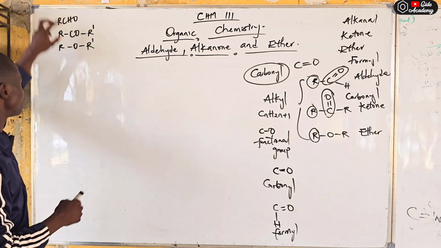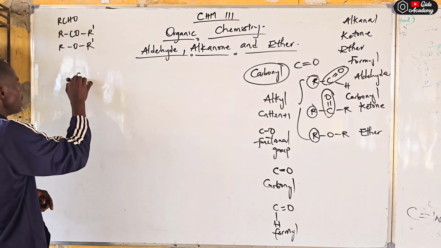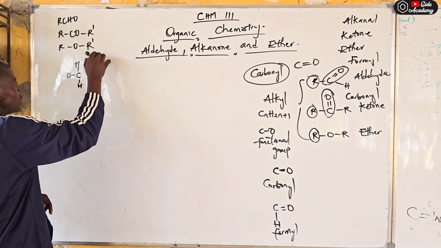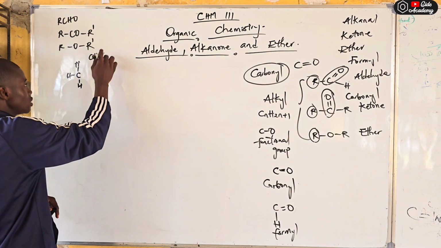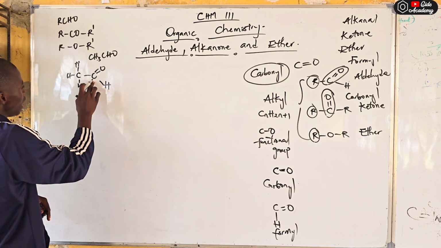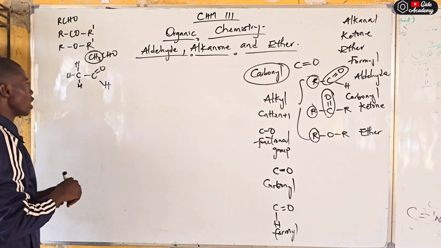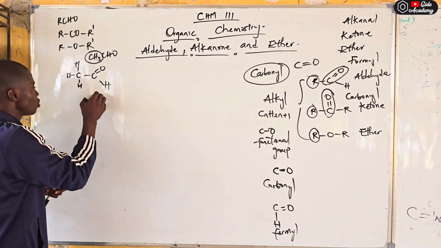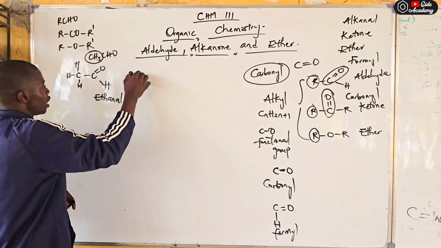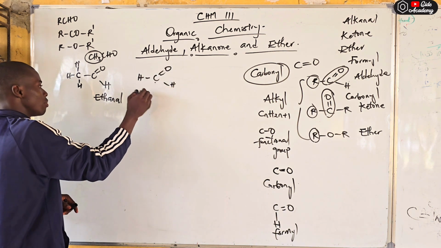So let me explain this one first. The first one we have, let's say the first member of the alkyl group is methyl. Here is hydrogen, here is hydrogen, here is hydrogen, which is CH3CHO. So CO, and here is H. How many carbon atoms do you see here? We have 2 carbon atoms. Then 2 carbon atoms is now referred to as ethanal. Assuming you are looking for methanal, it will now be HCO, and here is H. So 1 carbon atom is now what?